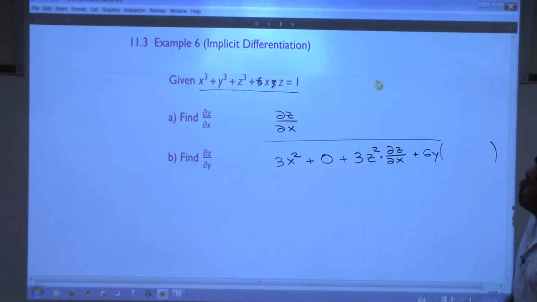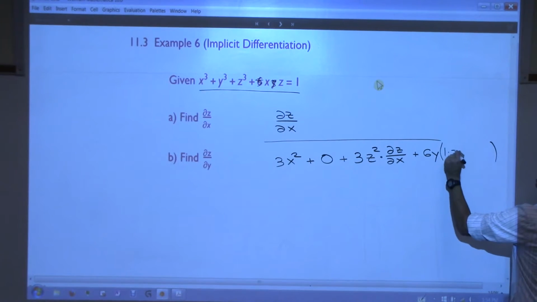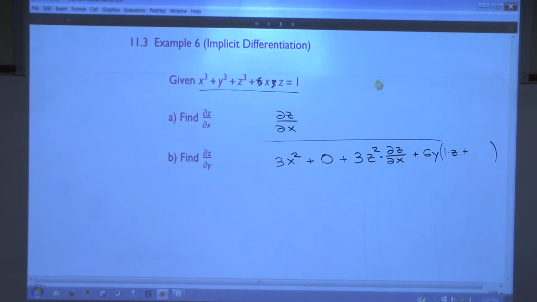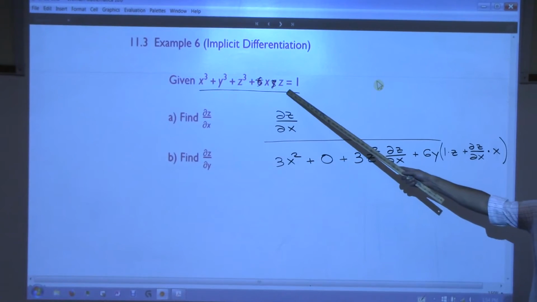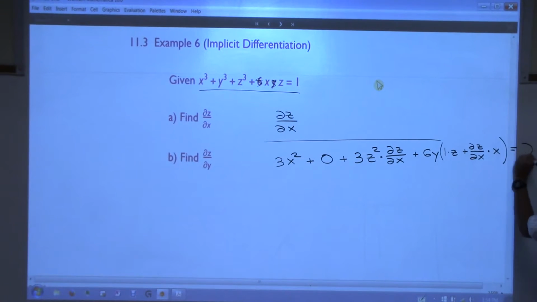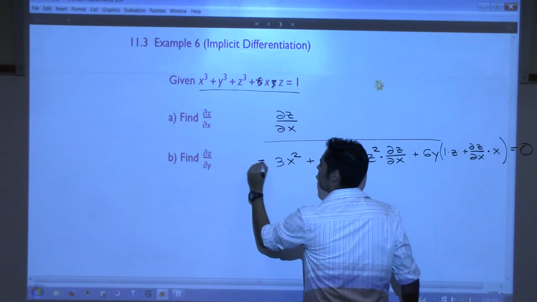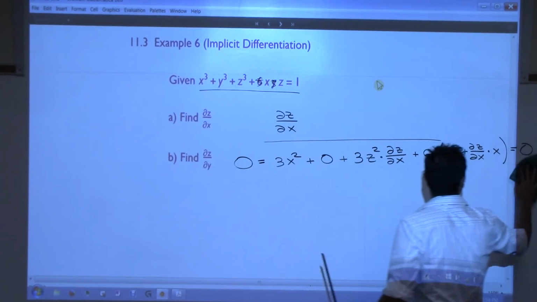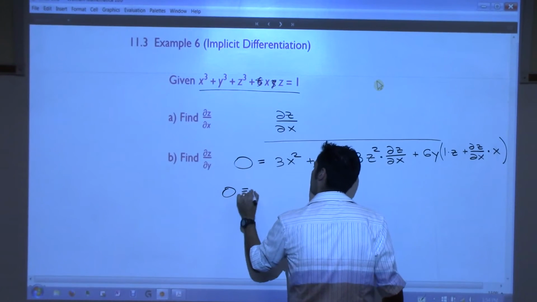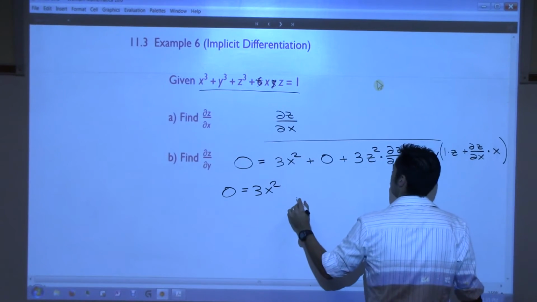What's the derivative of x? 1 times z, plus what's the derivative of z? Partial z with respect to x, times x. Equals, we're done with this, right? Equals what? The derivative of 1, which is 0, right? That might be off the camera, so I'm going to put my 0 on this side. All right, let me try and clean it up. 0 equals 3x squared. This is gone.